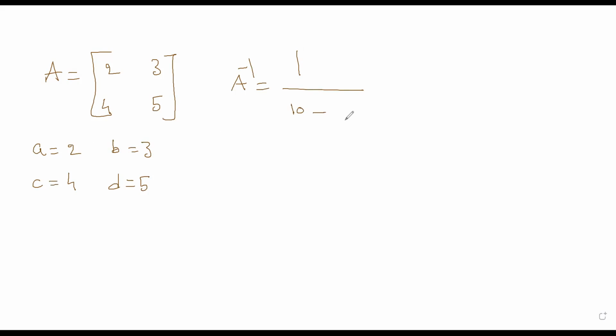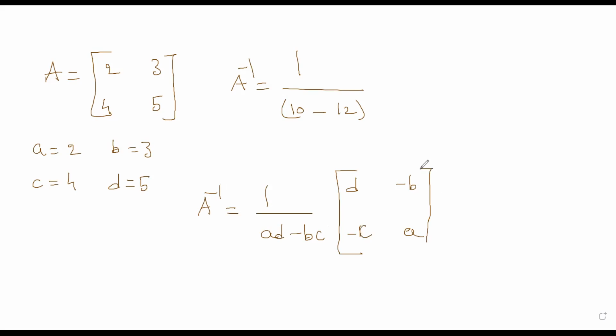minus 12. So remember the formula. I'll write the formula here once again. A inverse is 1 by AD minus BC, times D, A, minus B, minus C. Finished. Now you do the exchange as per this. What is D? So this will be 5.